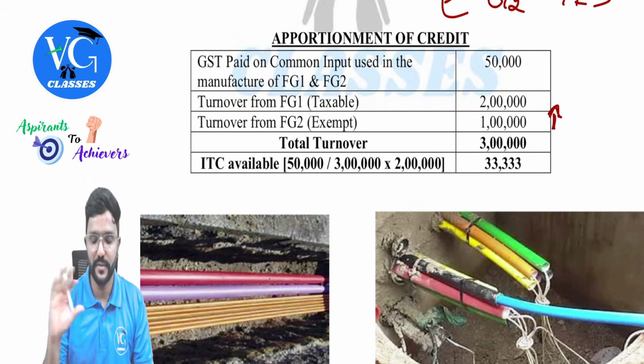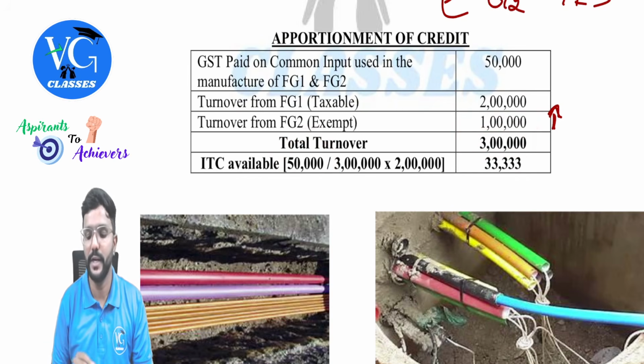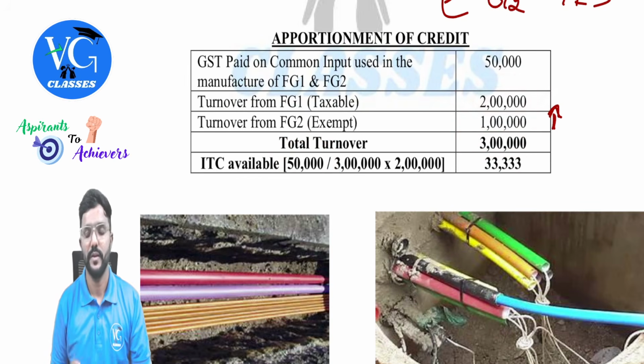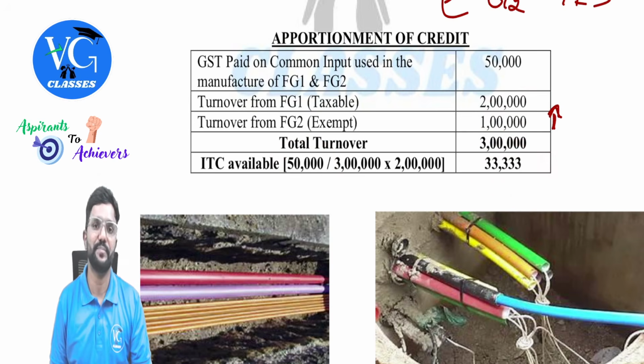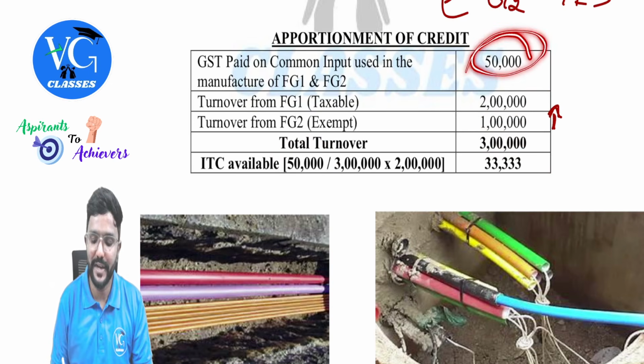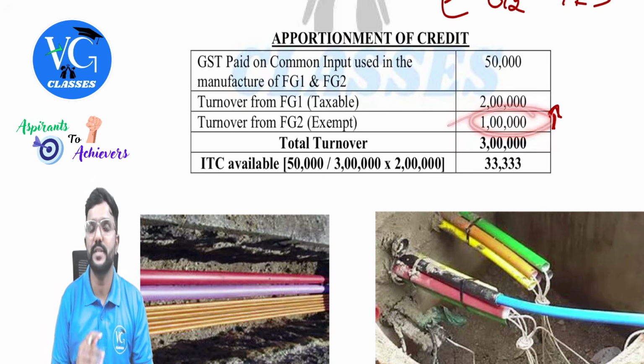So how is the calculation? Simple. 50,000 divided by total turnover, into taxable turnover, which is 33,333. Only this much credit can be claimed. The remaining credit cannot be claimed. So 50,000 minus 33,333 cannot be claimed, guys. Got it? It is simple: the credit which is attributable towards exempt supply is not available.